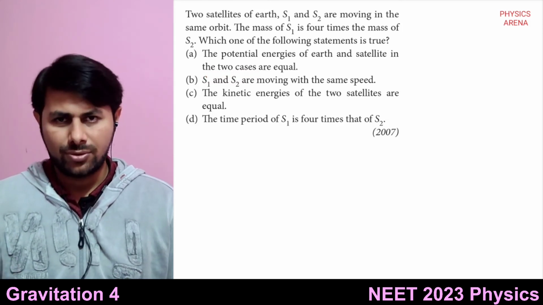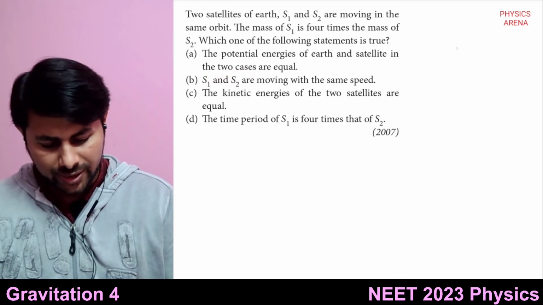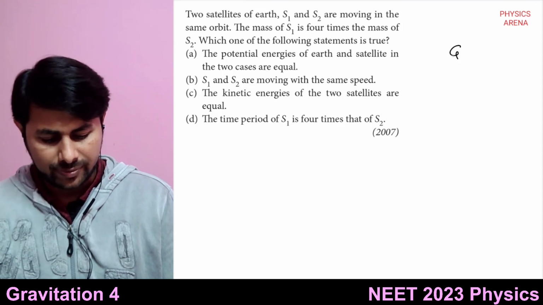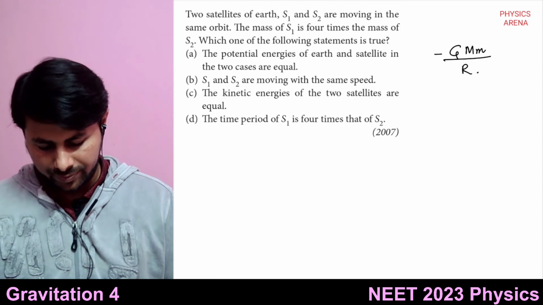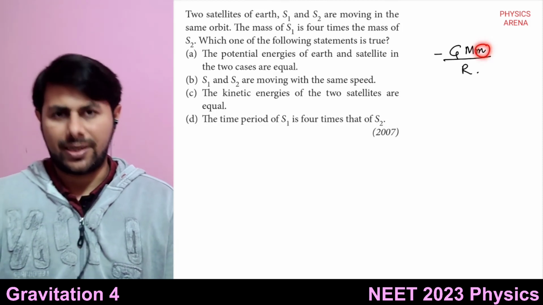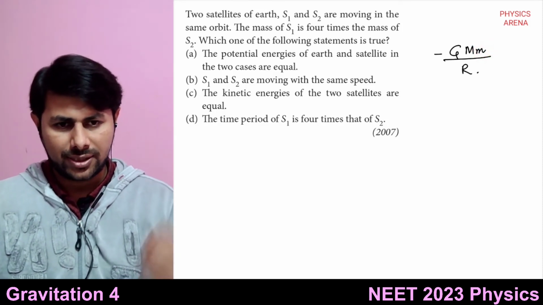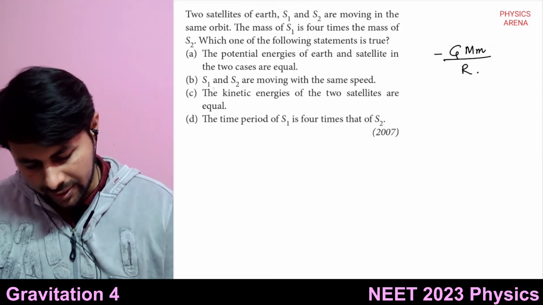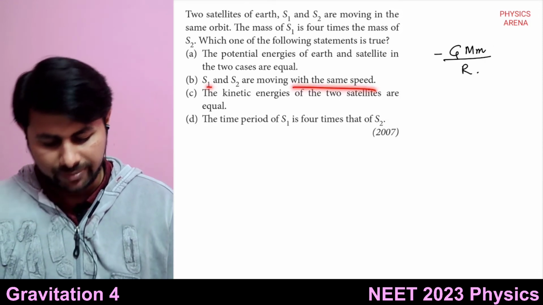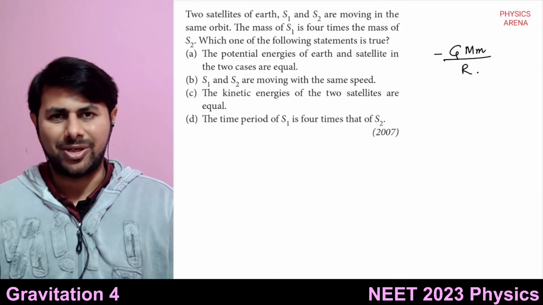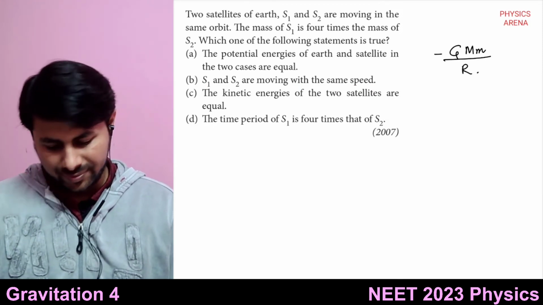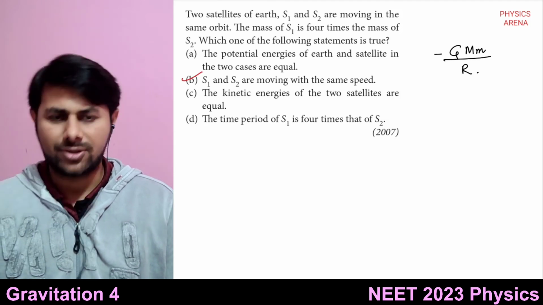So this is not true because potential energy depends on mass. It is minus of GMm upon R. It depends on the mass of the satellite. Okay, so Sanjay is saying option B. Let's check. S1 and S2 are moving with the same speed. This must be true because they are moving in the same orbit, right? So yes, this is true.